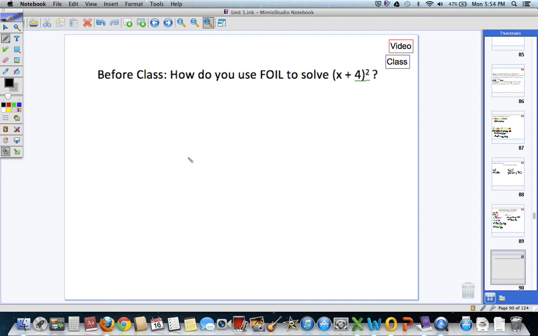So before class, how would you use FOIL to solve x plus 4 in parentheses squared?